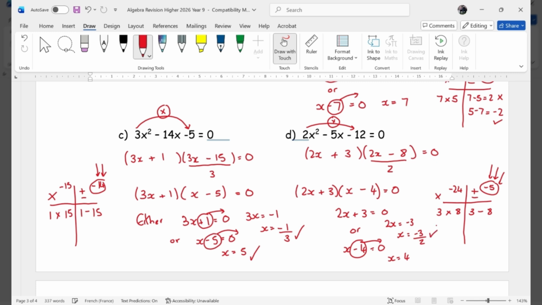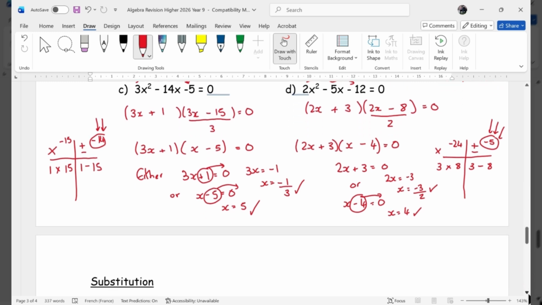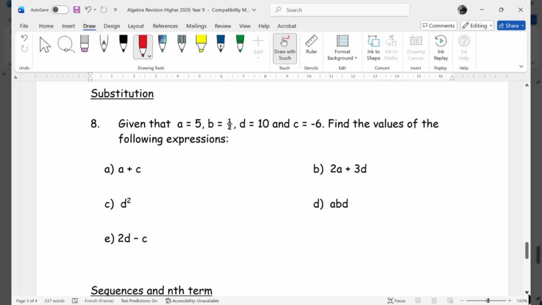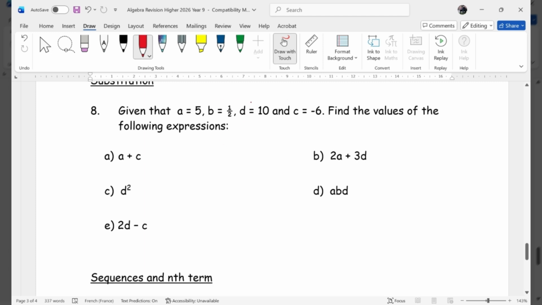So in some of these harder ones like C and D, often one of your answers is going to end up being a fraction and one will be a whole number. That's quite common, I would say. What we got left? Substitution. Okay, there's some numbers. We're just going to put them in here and work out the answers, find the values.